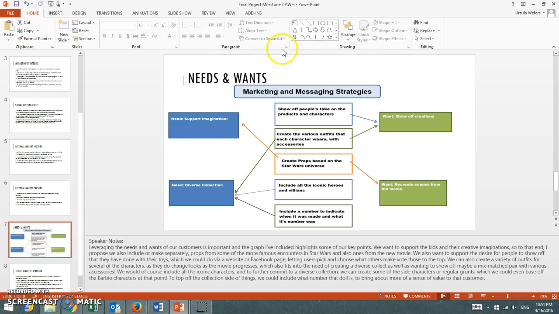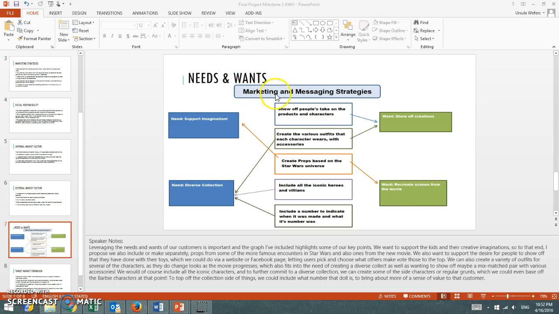This slide, you will realize that when you complete it, you're going to understand why you have done all the job in this project. You're going to discuss needs and wants. And the needs and the wants are the needs and wants of the target market. In this case, he found that the needs of his target market were the necessity to support the imagination of children and to create diverse collections. Their wants were to show off their creations and recreate scenes from the movies.